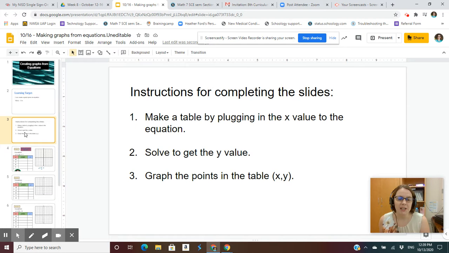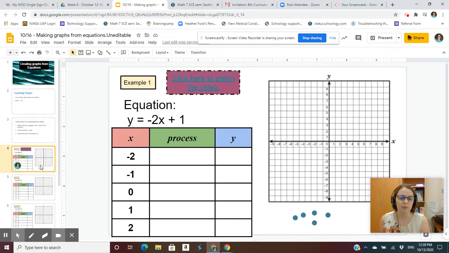Instructions for completing the slides. 1. Make a table by plugging in the x value to the equation. 2. Solve to get the y value. And 3. Graph the points in the table, x, comma, y. All right, so let's go ahead and get started.